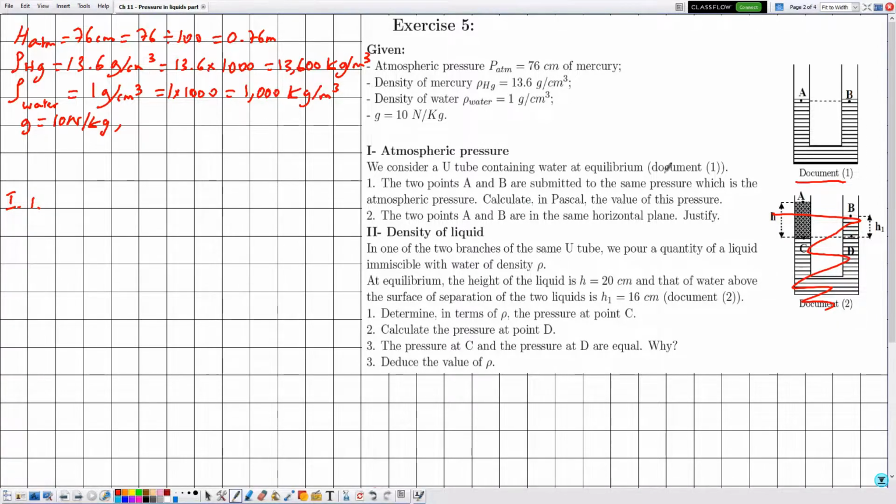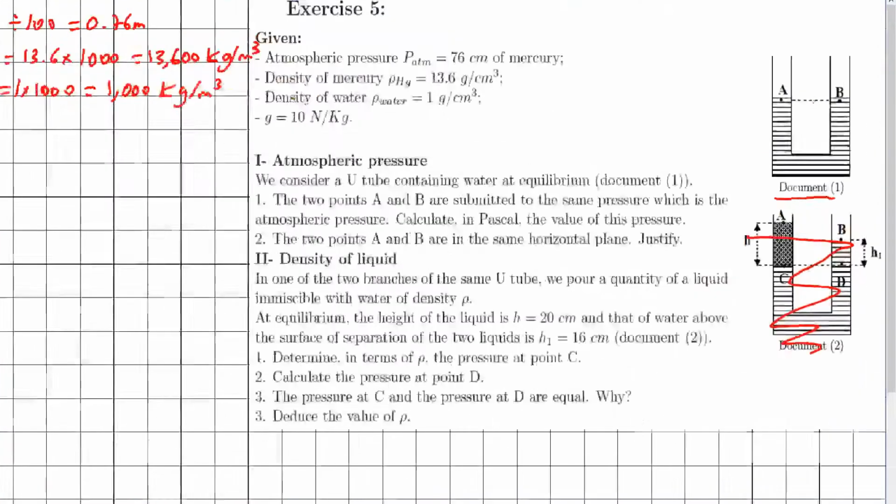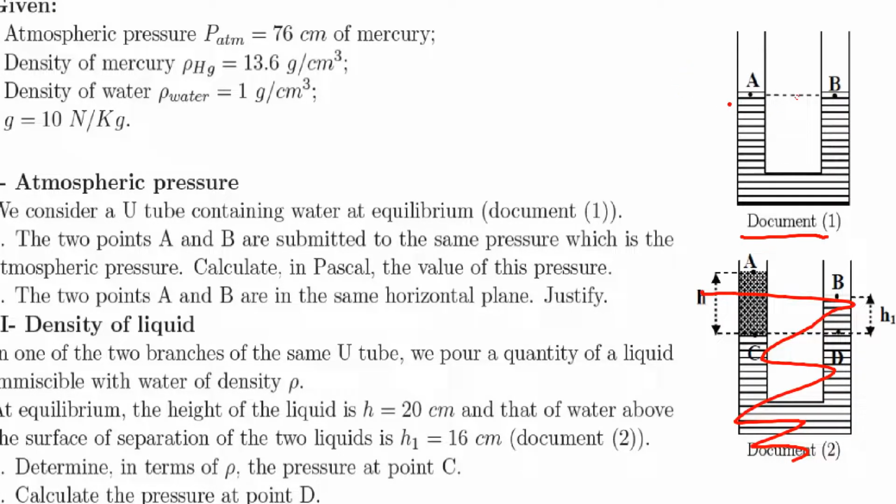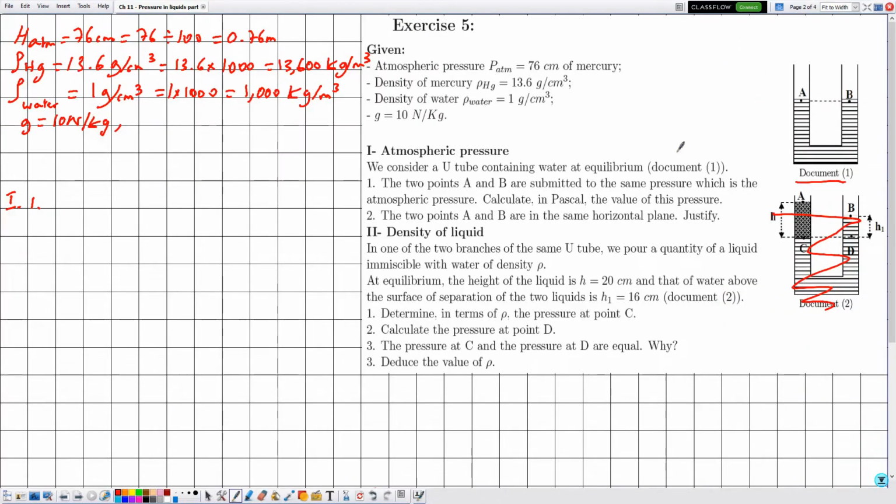Number 1, so we are in part 1, number 1. The 2 points A and B are submitted to the same pressure, which is the atmospheric pressure. So notice that because we are interested in the pressure, we always look upward. Notice that the points A and B are open to the atmosphere, so they are subjected to the atmospheric pressure. They are asking me to calculate in Pascal the value of this pressure.